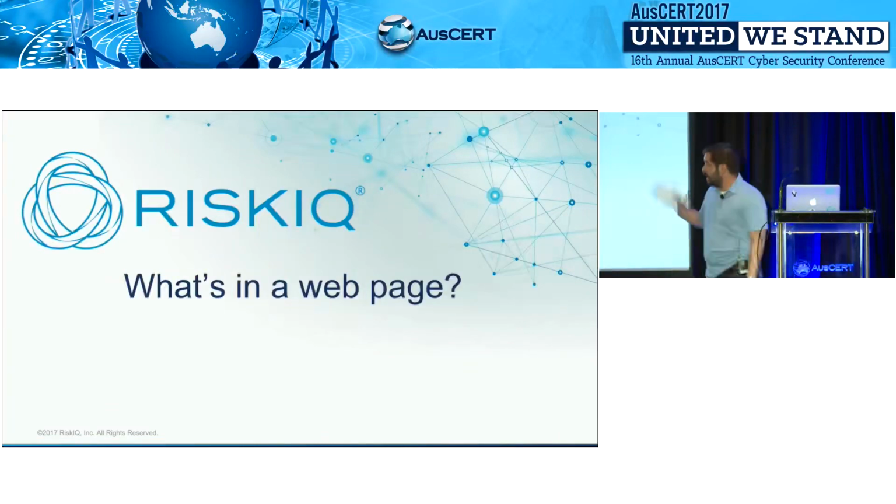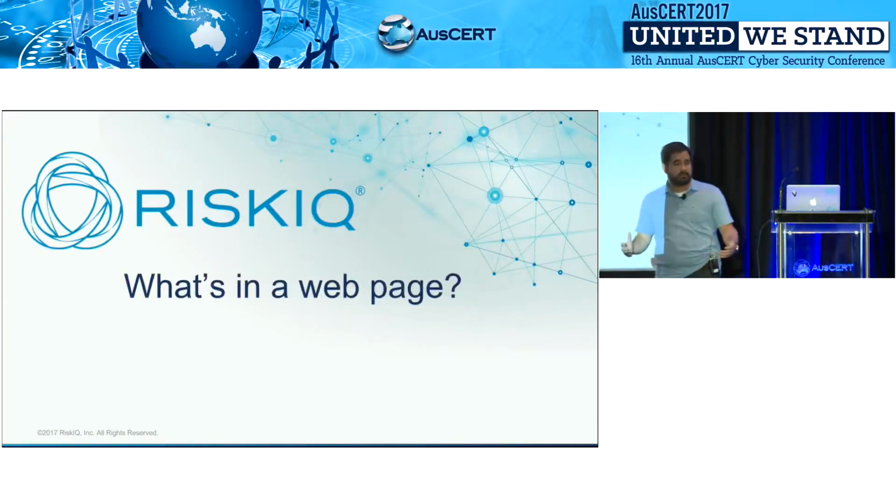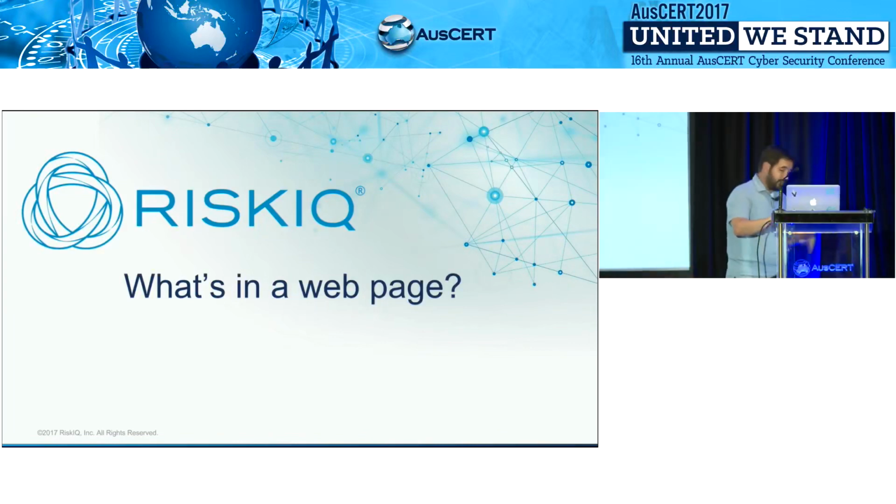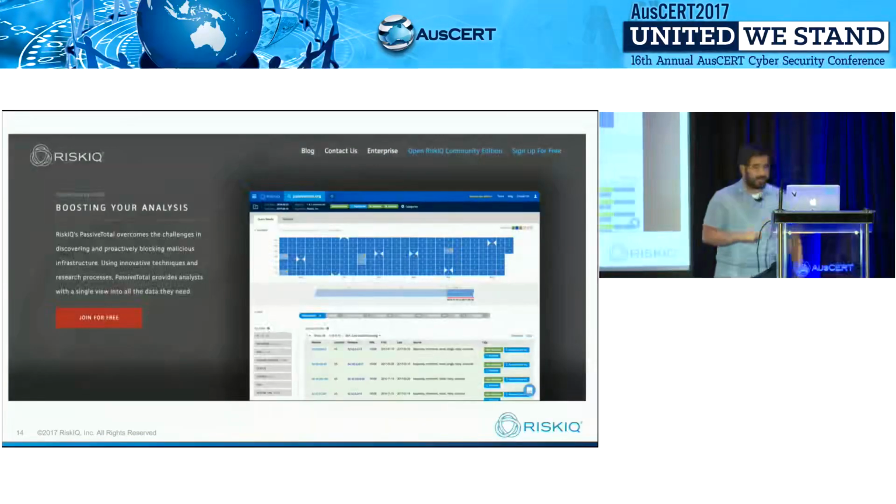So how do we do this? It starts with what's in a web page. What are we seeing when we crawl the internet, and how does that inform our investigation? Web pages have a lot of different things in them. We'll start by using passivetotal.org.